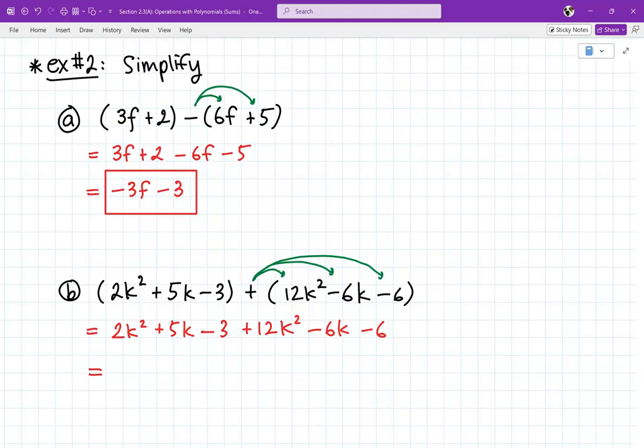Now just get your like terms and combine them. So 2k squared is a like term with 12k squared. So I'm just going to add those. That's 14k squared. Then I have a 5k minus a 6k. That's going to be negative 1k.